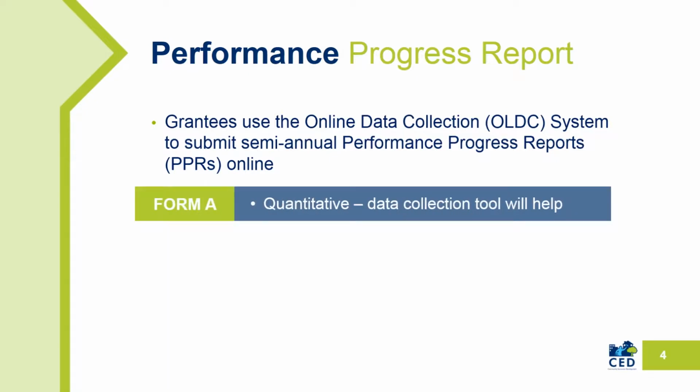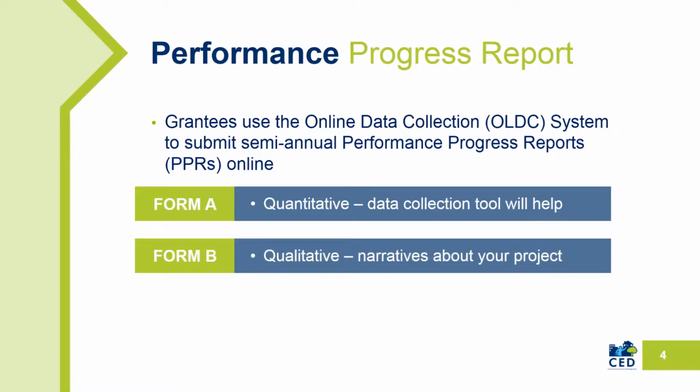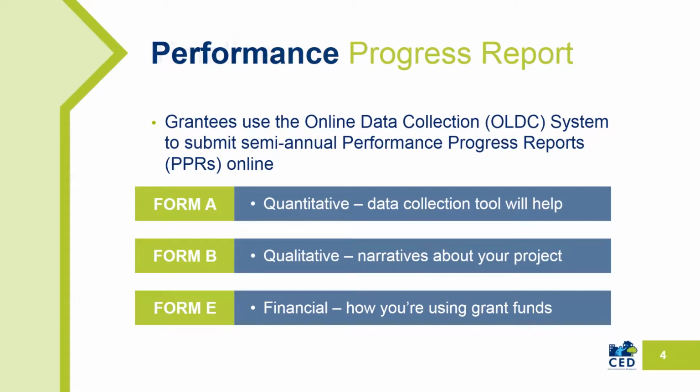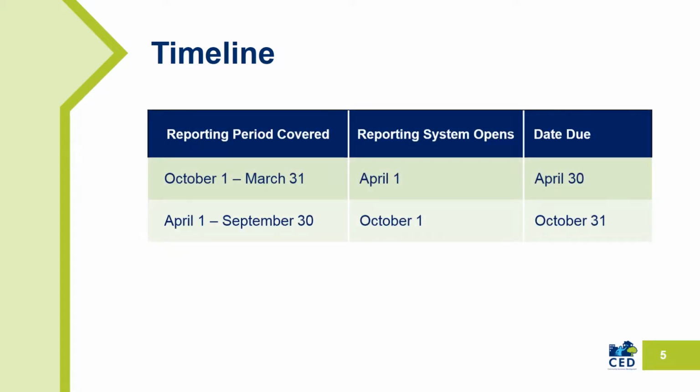Form A collects quantitative data and is the most in-depth. Form B collects qualitative data, and Form E collects financial data. The PPR is completed and submitted through the online system twice yearly, in April and October. The 6-month reporting periods are from October 1st to March 31st, and from April 1st to September 30th.